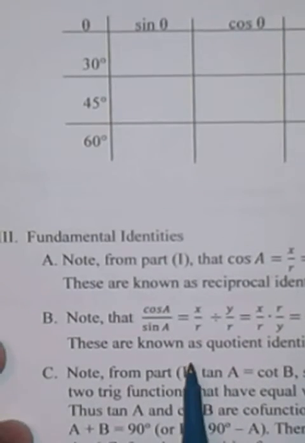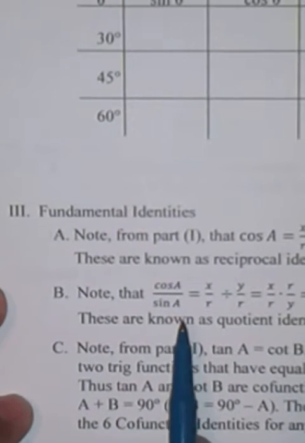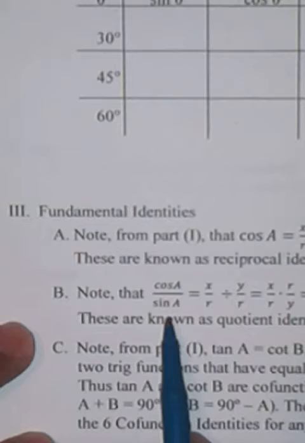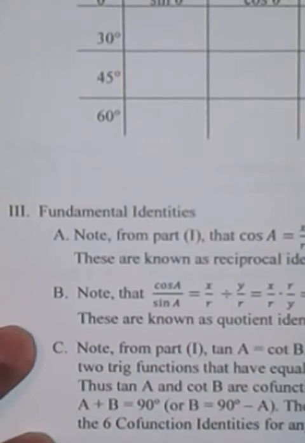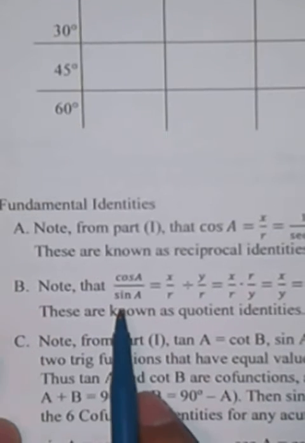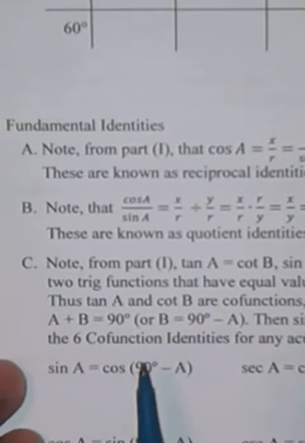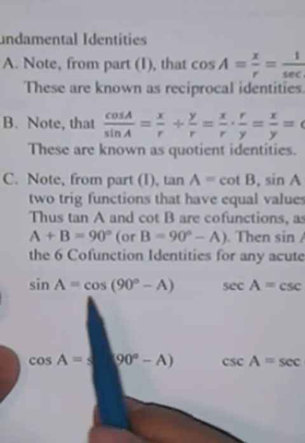There are also something called quotient identities, and that is the tangent and the cotangent, right? So the tangent is sine over cosine, and the cotangent is cosine over sine. All right. And then finally, we have what are called the cofunction identities, and they're listed there. So let's look at sine A is cosine of the quantity 90 minus A.